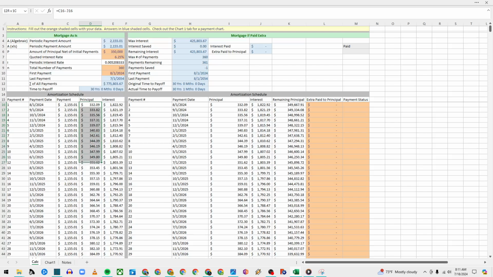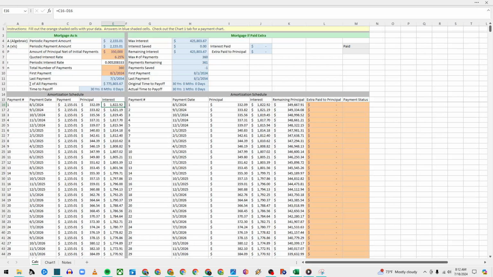And you can see as you go further into the future, the amount that you pay in principal goes up while the amount you pay in interest goes down. So say here at month 20, you pay 366 in principal instead of the 332, and you pay 1788 in interest instead of 1822.